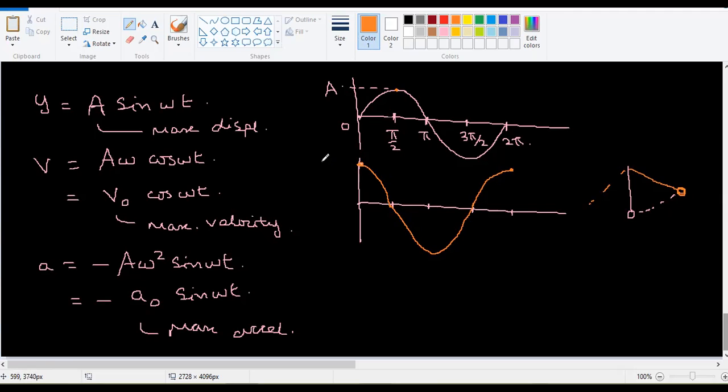So this is your V max here. So this maximum value. This is also V max, but it is in the opposite direction. So you see, when the pendulum is going this way, the velocity is negative. When the pendulum is going this way, velocity is positive. That means you may have the velocity maximum in positive and negative.